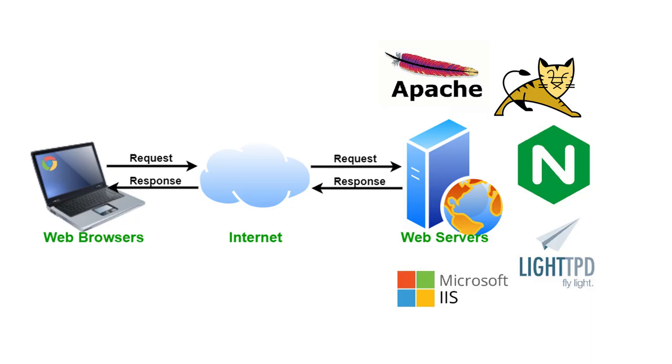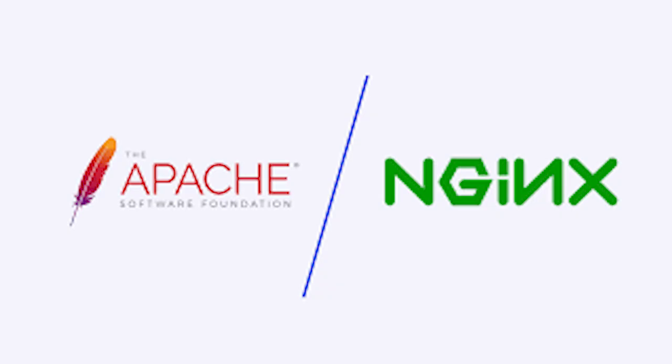On the server side, there is a program called a web server. The web server's task is to run web applications and provide them to users. This program is installed on all servers and handles users' requests. Two well-known web servers are Apache and Nginx, which you might hear about later.